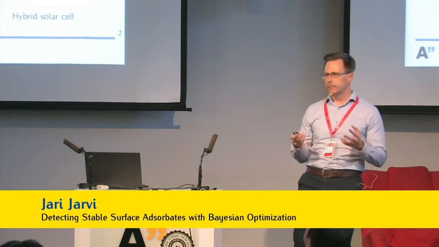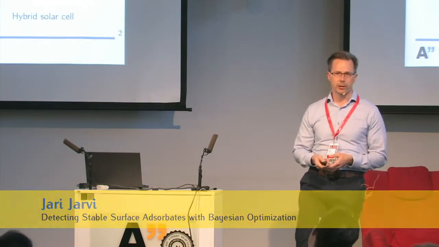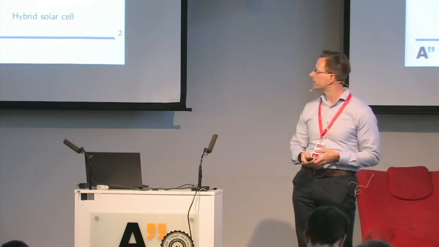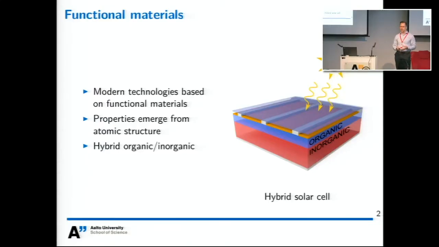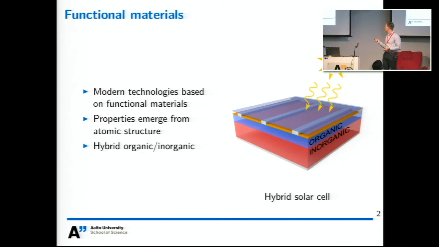Many of our modern technologies are based on functional materials, such as graphene or hybrid perovskites, for example. The properties of those materials emerge from their atomic structure, and to maximize the functionality, we have to know the structure. These materials are commonly blends of organic and inorganic components, and here we focus on their hybrid interface.